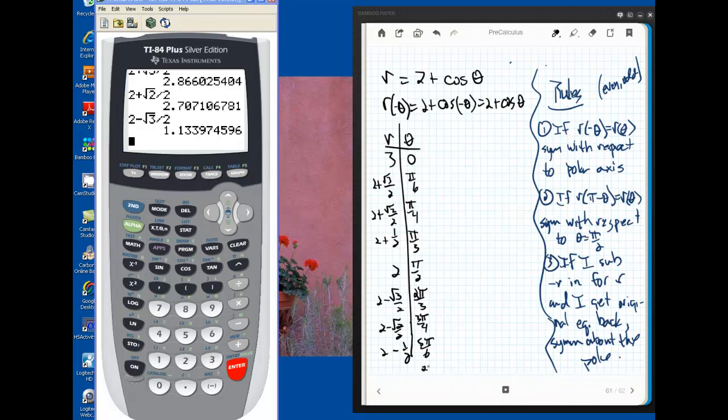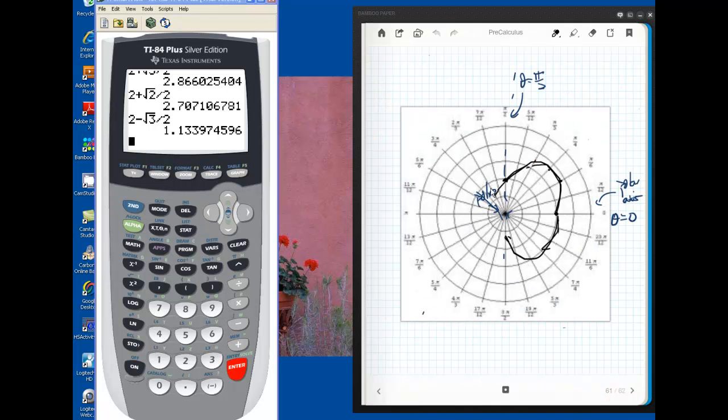I forgot to put in pi too, didn't I? At pi, what's cosine? Well, it's -1. So 2 minus 1 is going to be 2 minus 1. So what seems to be happening is this guy seems to be coming in right there. It's almost as though I'm getting like a heart shape.